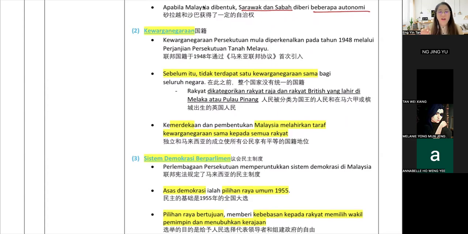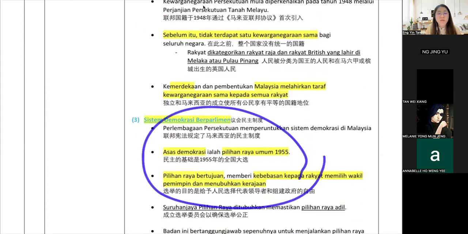If you really want to talk about the status of the citizen, we can separate it into two. This was also introduced by the British: Rakyat Raja and Rakyat British, before we Merdeka. But after we Merdeka, everybody has the same citizenship with terms and conditions. In the exam, you need to tell me the citizenship was introduced after the World War, at the moment we berkerajaan sendiri in 1948. Remember. And the last one here is the democracy system.